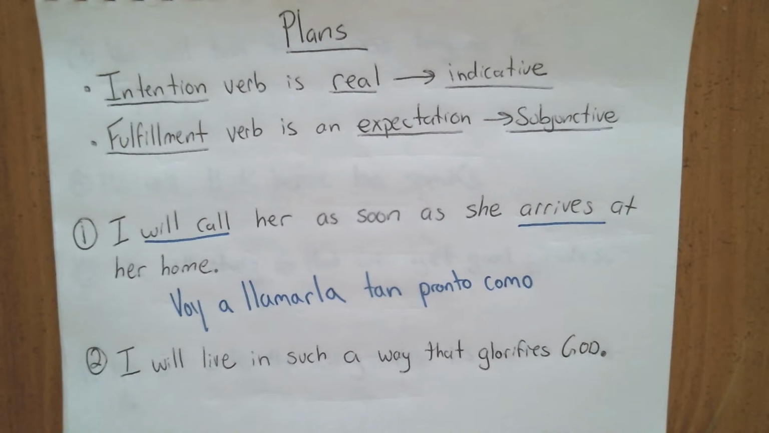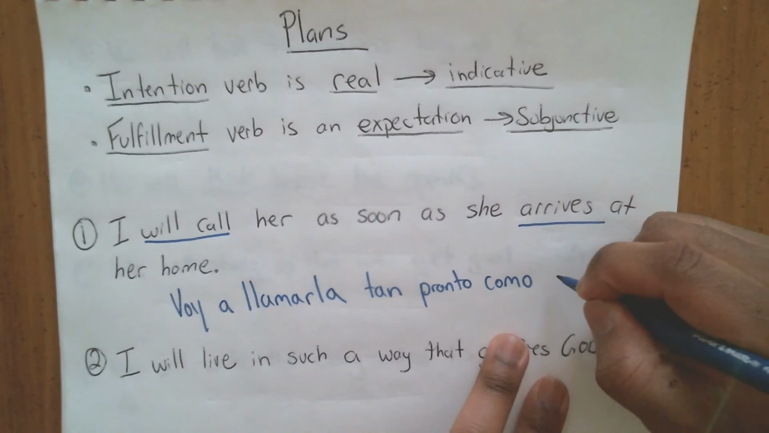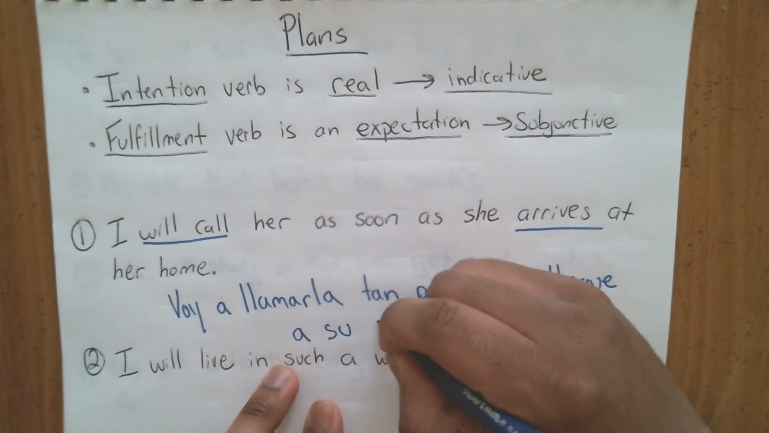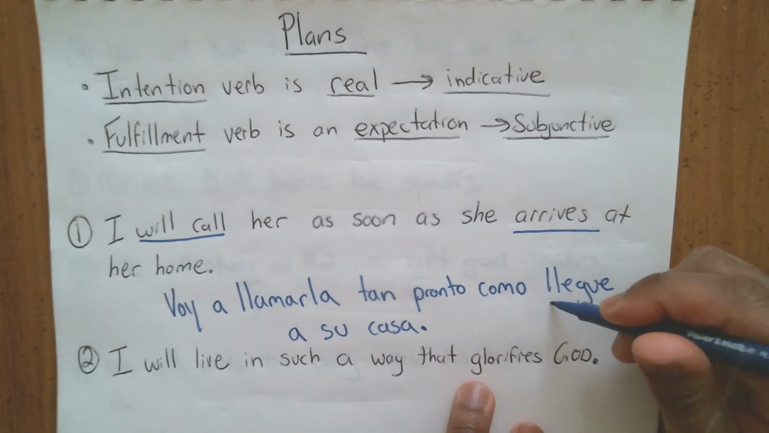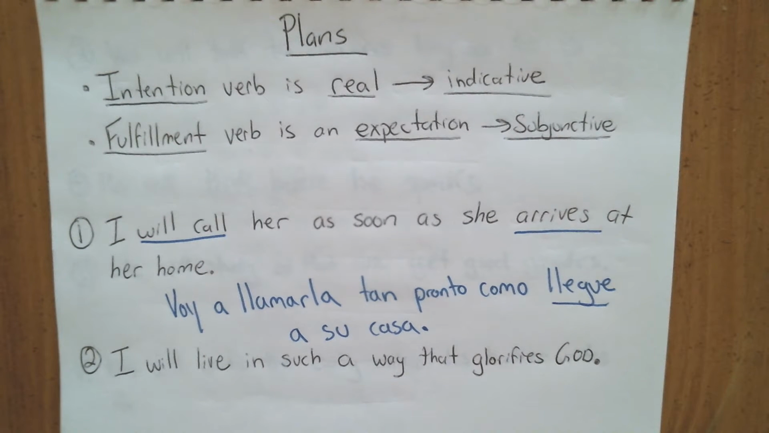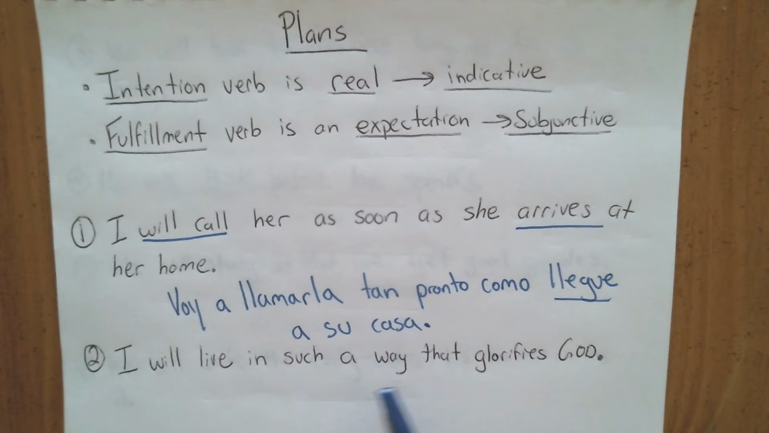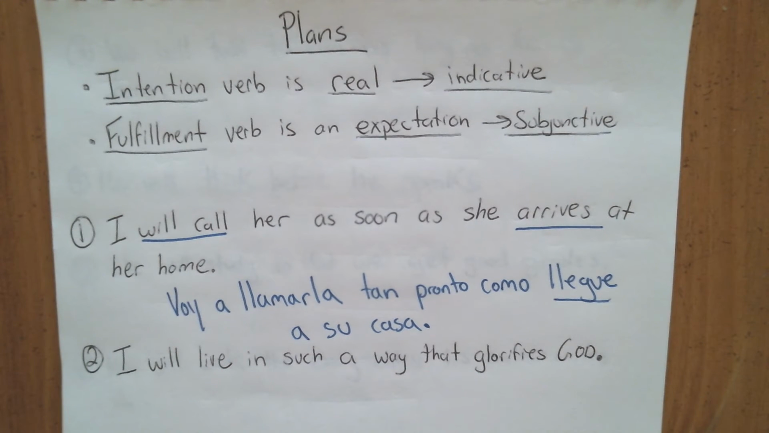Has she arrived yet, or do I expect her to arrive? Exactly, I expect her to arrive. So that would be voy a llamarla tan pronto como llegue a su casa. I will call her as soon as she arrives at her home. This is in the infinitive, this is in the indicative, and this is in the subjunctive. Why? Because as soon as is a statement of expressing that it's a plan. Okay, she hasn't actually arrived yet, but I expect her to.